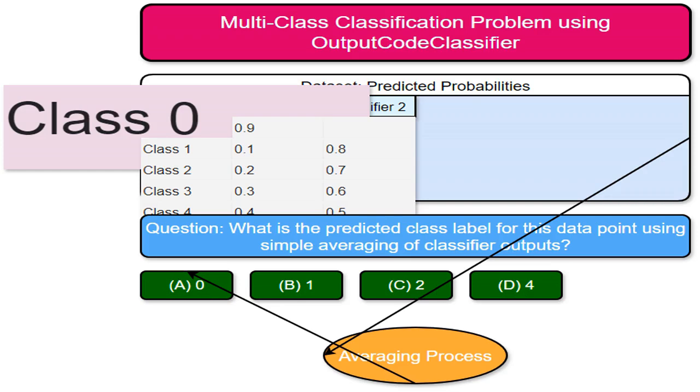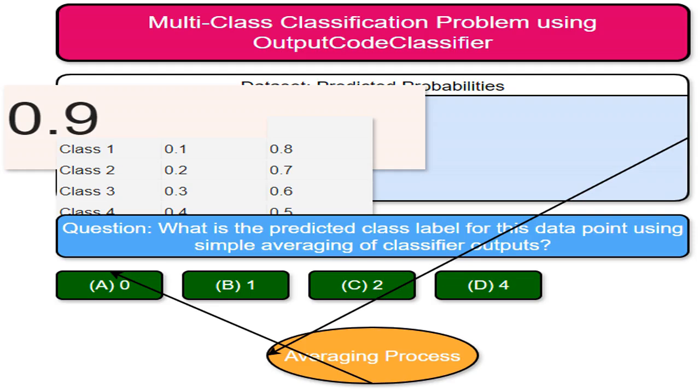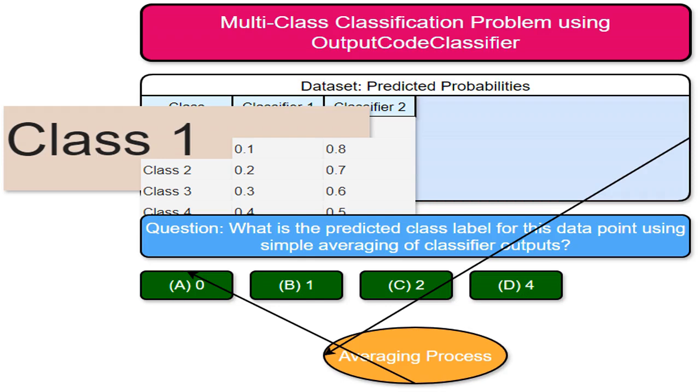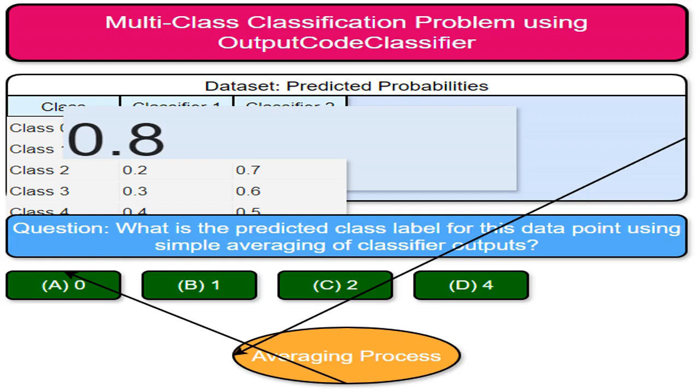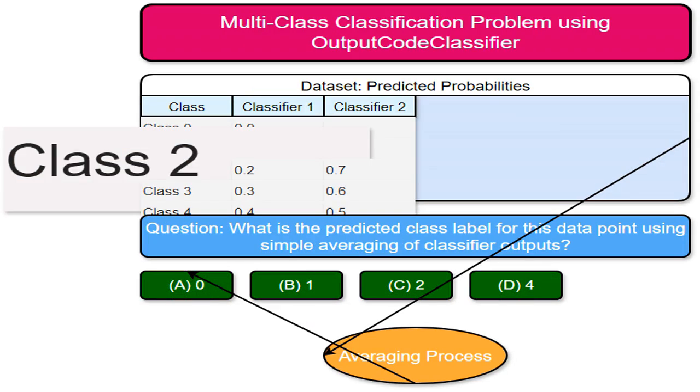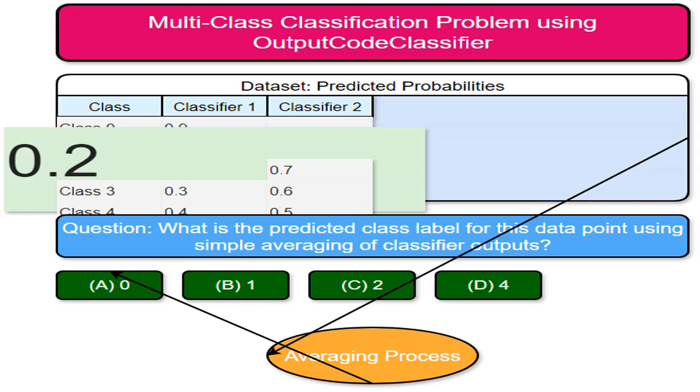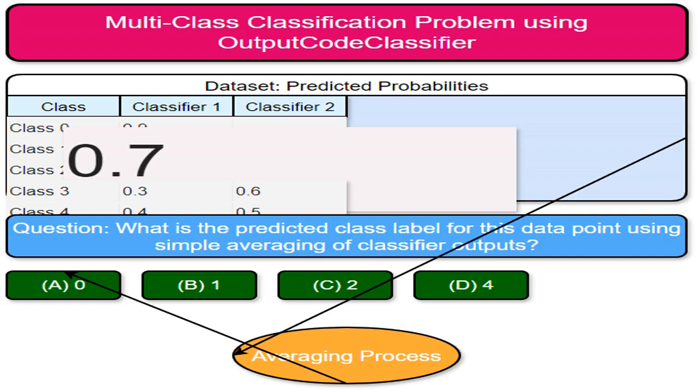This indicates that the following probability is associated with class 0. This is the probability assigned to class 0 by the first binary classifier. It is a high probability. This signifies the predictions for class 1. This is the probability of class 1 from the first classifier. This is the probability of class 1 from the second classifier. This shows the beginning of predictions for class 2. Probability of class 2 given by the first classifier. Probability of class 2 given by the second classifier.